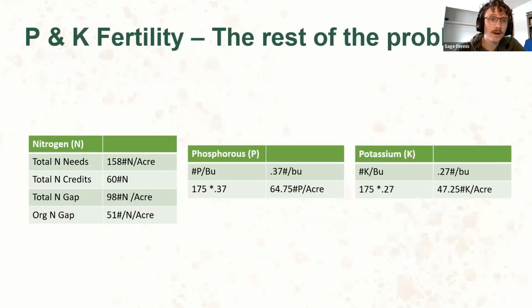And of course, we have our phosphorus and our potassium fertility as well, and that one isn't nearly as complex. It's simply the expected bushels, or the ideal amount of bushels, multiplied by the nutrient uptake per bushel, and I have the math right here. For your phosphorus, I'm going to be saying 65 pounds per acre, and for your potassium, I'm going to be saying 48, just for simplicity's sake.